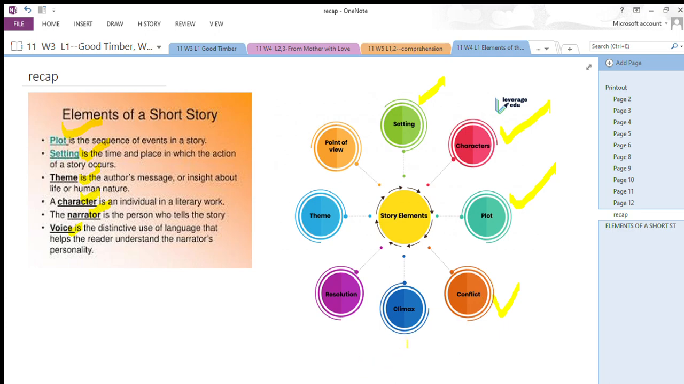Then climax, how the falling and rising action take place. Resolution, how the problem is resolved. Theme, the main lesson that you learn or moral lesson, or what are the different ideas that are presented in the one act play or short story. Point of view, it refers to the point of view of the writer and your point of view also after reading that short story or one act play.